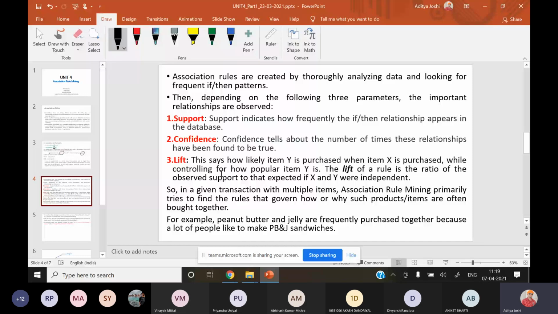The third parameter is lift. What is lift? Lift is when you purchase any item, how likely the second item is to be purchased, but you have to control for item Y, that is how popular item Y is. So that is called lift. There are certain formulas.